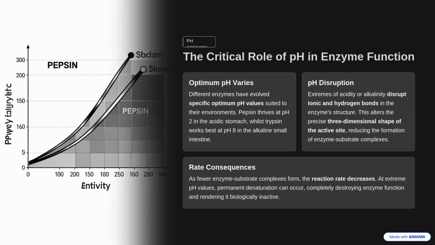So if the pH goes too high or too low, that also disrupts the bonds holding the enzyme structure together. And at extreme pH, you can get permanent denaturation, so the enzymes become basically useless. So pH is like vibes: too acidic, too alkaline, enzymes are like, I'm not working in these conditions.